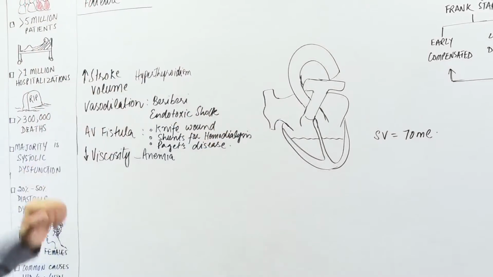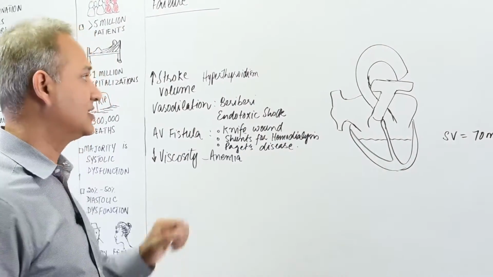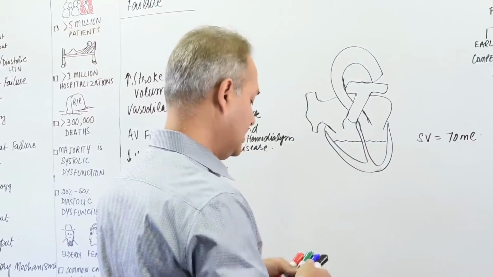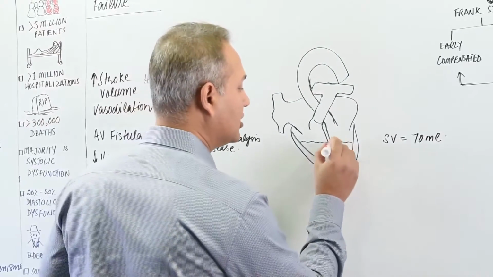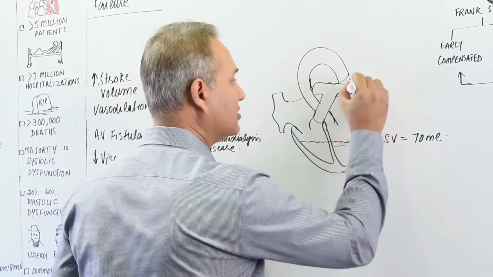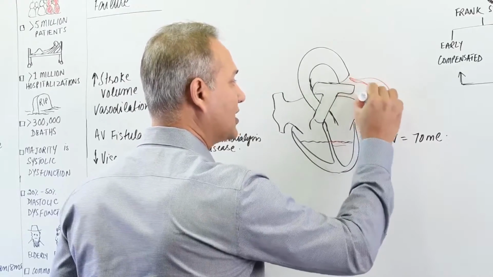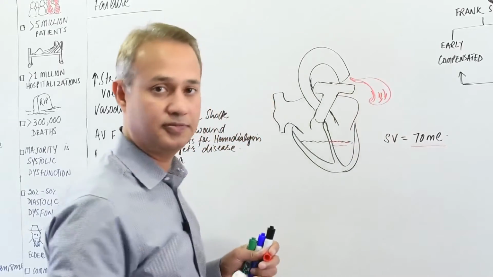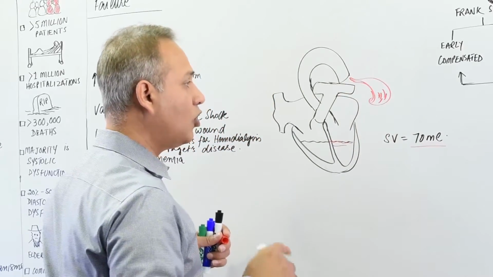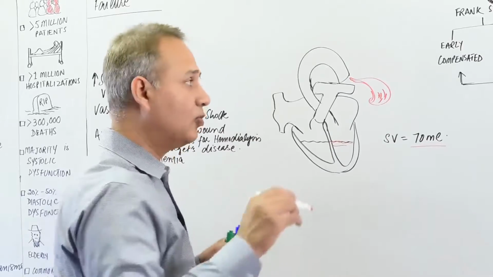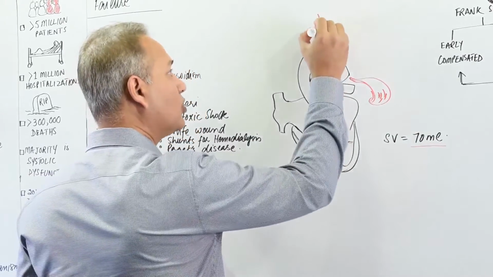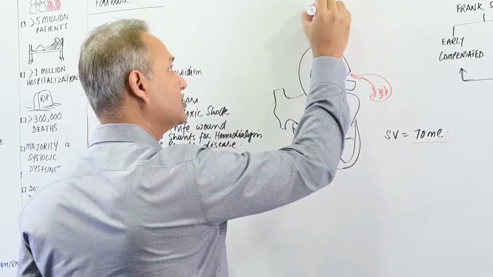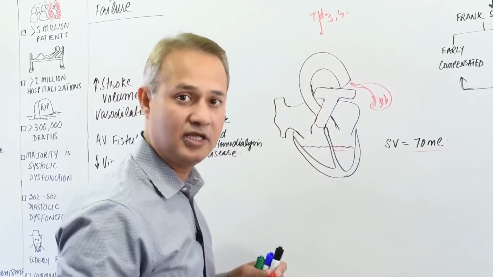Let's start with the condition where the stroke volume is increased. Hyperthyroidism does it. So what will happen? Let's say this is a heart, and normally this heart will pump out about 70. So if this is the stroke volume that came out, let's say 70 milliliters is the normal, healthy. All of a sudden, because of hyperthyroidism, there is more thyroid hormone, T3 and T4, available.